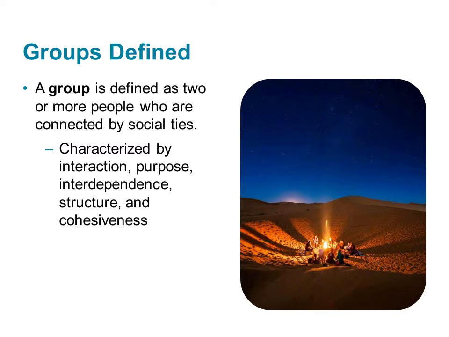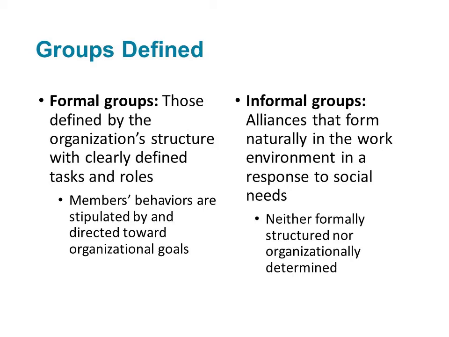A group is two or more people who are connected by social ties. The members interact, they have a shared purpose, their roles are interdependent, the group has structure, and the members are cohesive in some way. Some groups are more formal, while other groups are more informal.